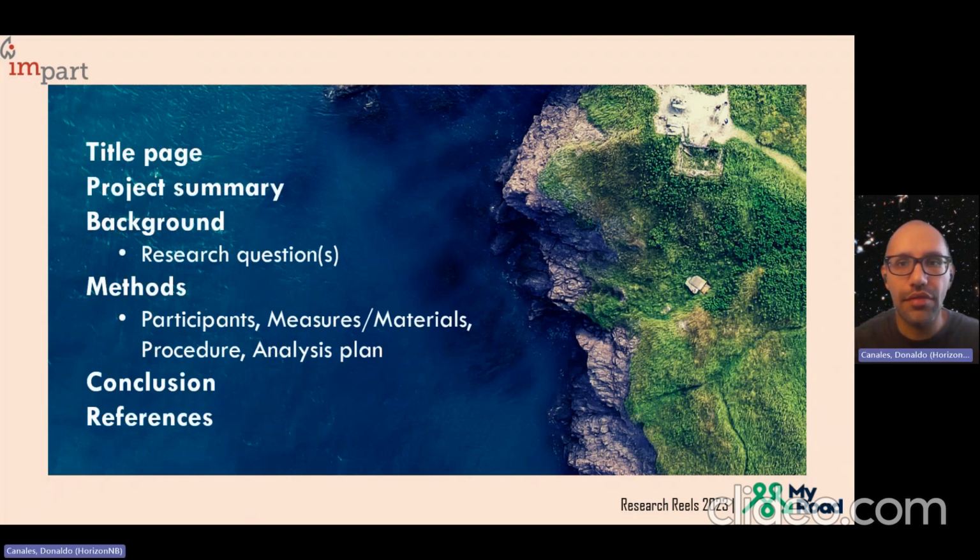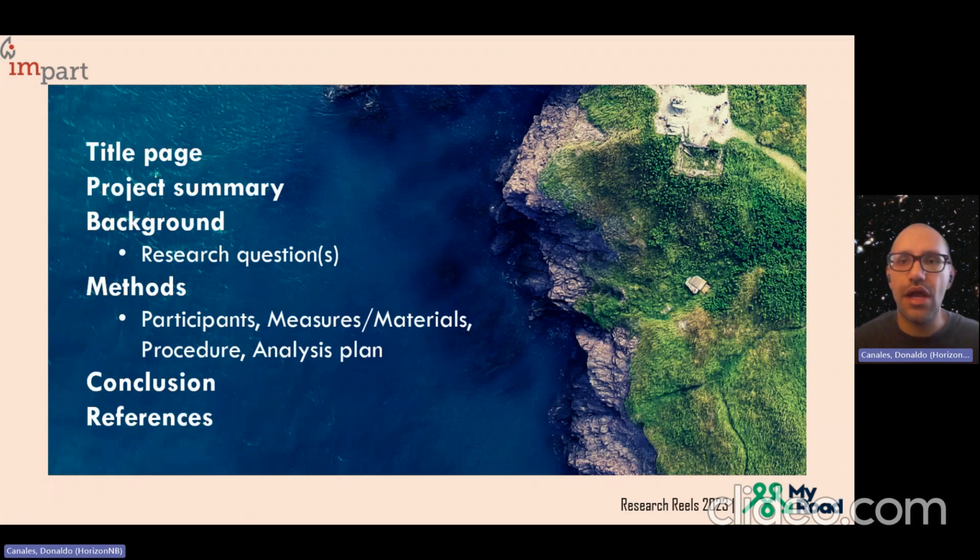So what are the main sections of a protocol? Well, there's several main sections that you can see here on the screen. To my left, probably right in front of you, but it's to my left. You have the title page, the project summary, the background, which an important subsection of that is the research question, or questions if you have more than one. The methods, and under that would be four main subsections, the conclusion, and the reference section. So those are the main sections of a research protocol.